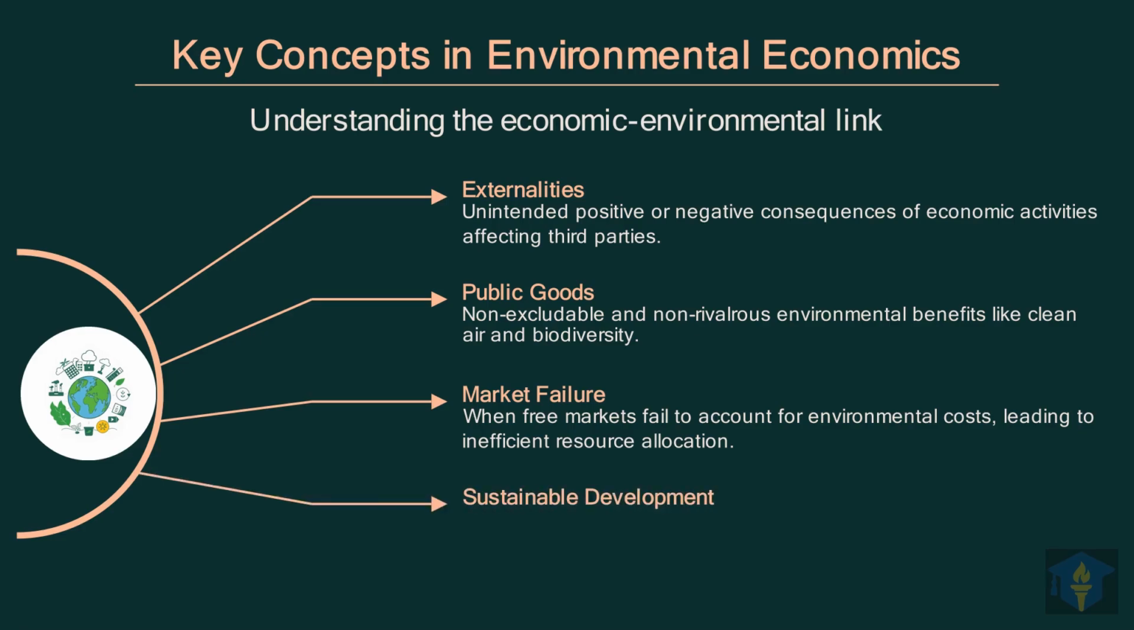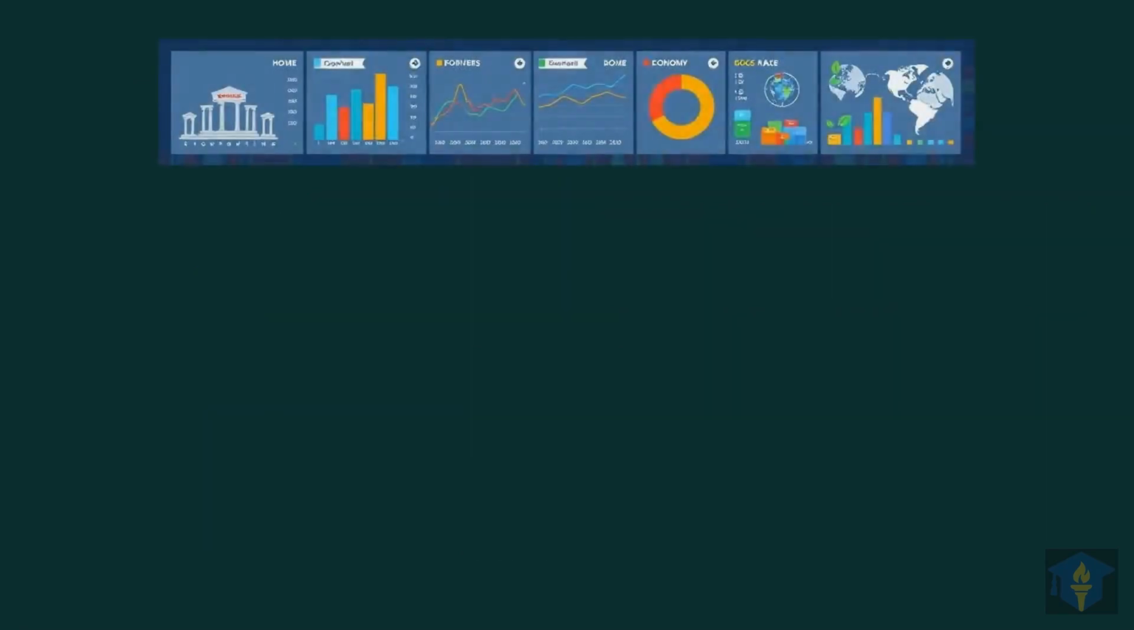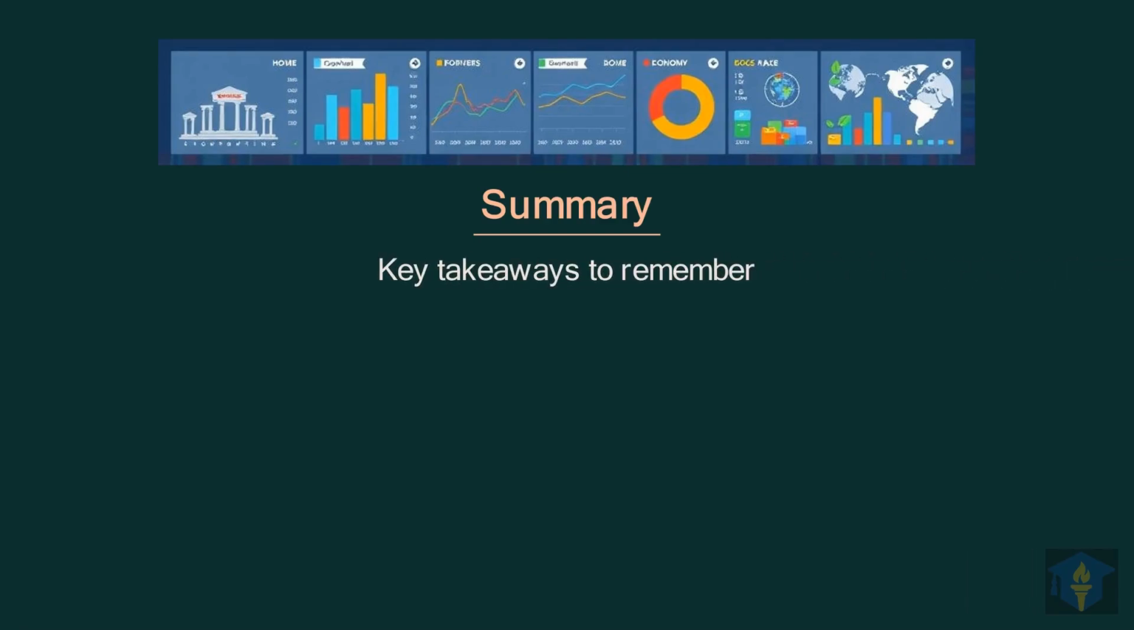Finally, sustainable development is about meeting our present needs responsibly without compromise. This means meeting present needs without compromising future generations' ability to meet theirs. Let's now recap the key points we've covered in this discussion on government and the economy. Here are the essential takeaways, important concepts for you to remember from our lecture.